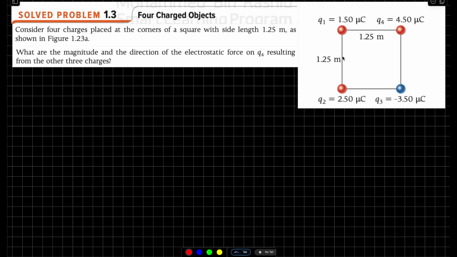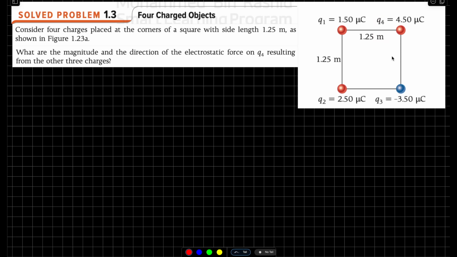So we have four charges here. Three positive charges: Q1, 1.5 microcoulomb; Q2, 2.5 microcoulomb; and Q4, 4.5 microcoulomb. And we have a negative charge Q3, minus 3.5 microcoulomb. All these charges are placed at the corners of a square with side length of 1.25 meters. So the question is to find the total electrostatic force on Q4.